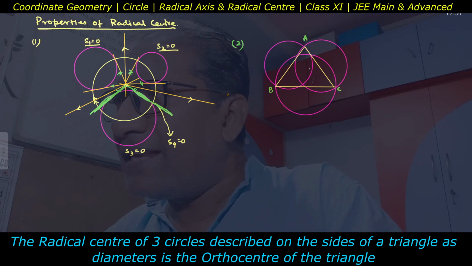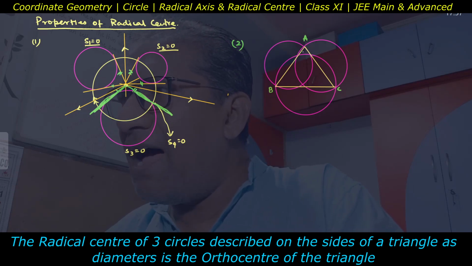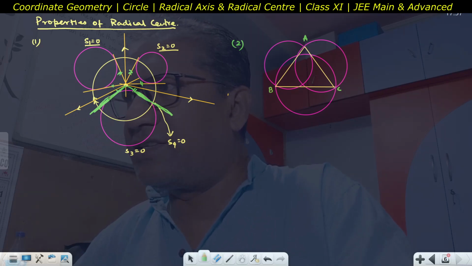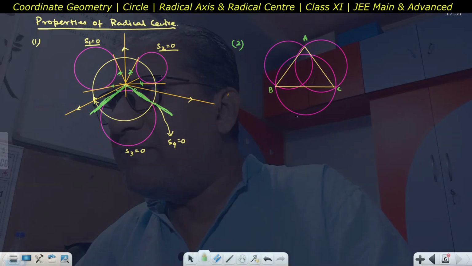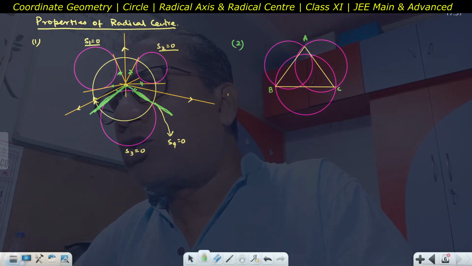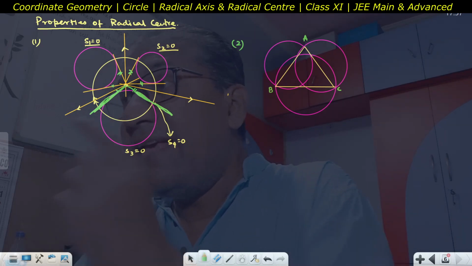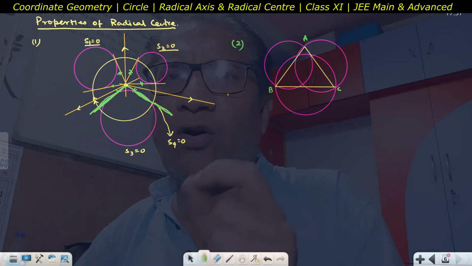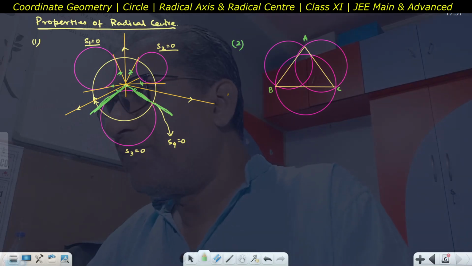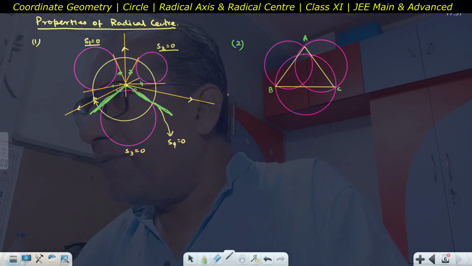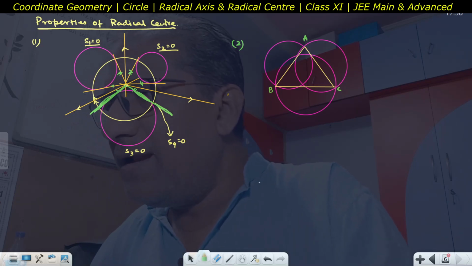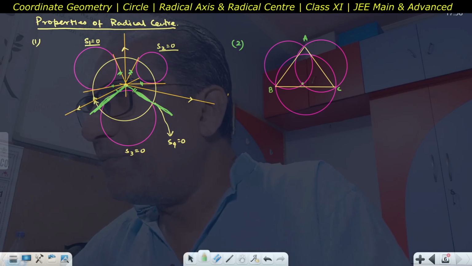So now you see the triangle is ABC and I have drawn three circles, each on the three sides of the triangle, taking the side as the diameter of that circle. Now we have to prove that the orthocenter of the triangle ABC is the same as the radical center for these three circles. Well, let me do one thing. From the point A, let me just join this point.